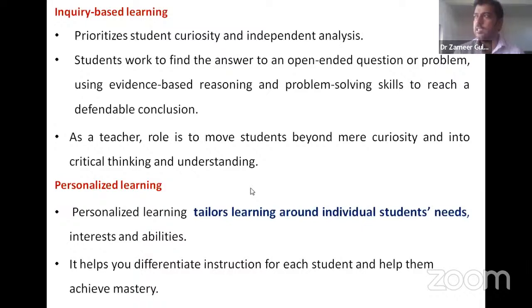If a student is very good in geography, we should give him the subject which is related to geography. If a student is very good in English, we should give him certain things which are related to English. If a person is very good in computer science, we should give him things which are more related to computer science. That is what we call personalization.